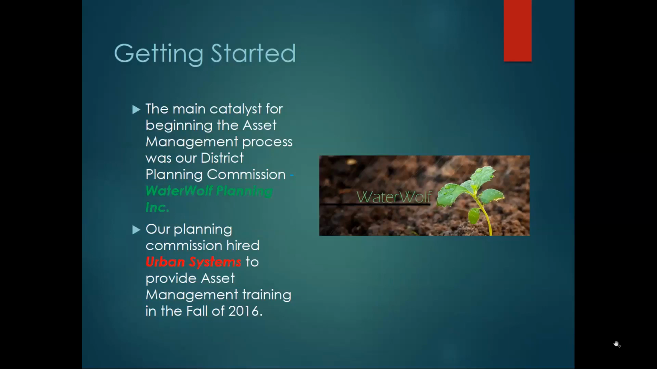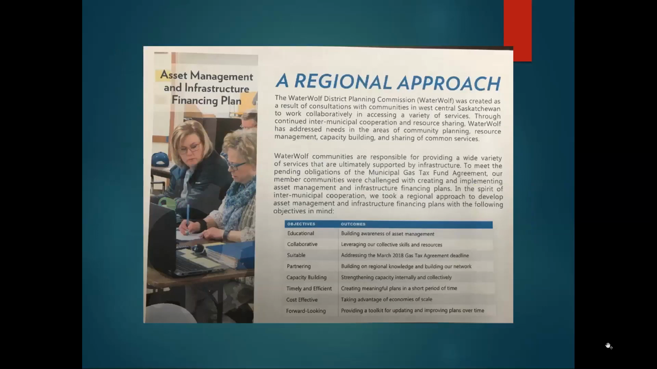Our Planning Commission hired Urban Systems to provide asset management training in the fall of 2016. The following two slides show the brochure that was developed by Urban Systems to communicate to the rest of the planning district the work that we were undertaking.